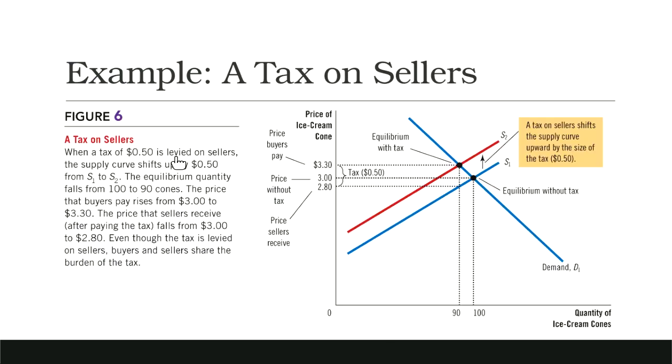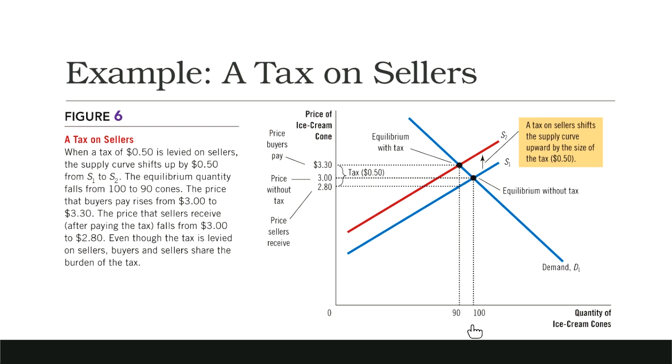So just to give you a few examples, let's imagine a tax on sellers, how this would look like. A tax on sellers shifts the supply curve upward by the size of the tax, 50 cents. And so what ends up happening is that we have a reduction in the supply because our factors of production have gone up. So a tax is actually considered to affect the factors of production for suppliers. It's more expensive, so their supply shifts leftward.